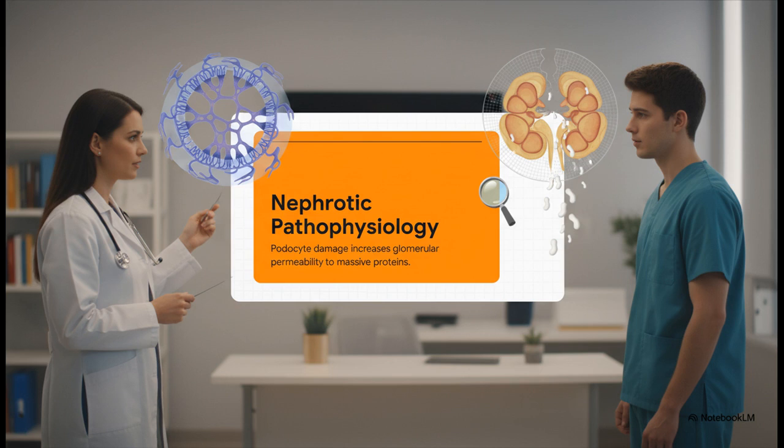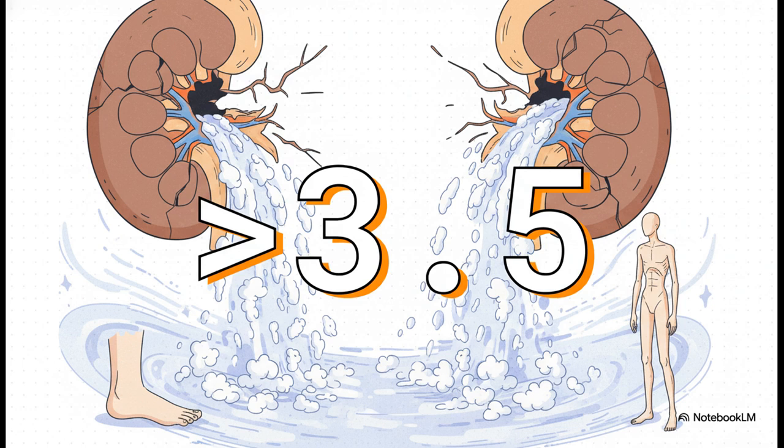When the podocytes are damaged, the glomerulus becomes incredibly permeable. It completely loses its ability to hold back large molecules, specifically proteins. Basically, the filter is busted. And because that filter is busted, protein literally pours out of the body. To even call it nephrotic syndrome, the proteinuria has to be massive. We are talking strictly greater than 3.5 grams of protein lost every single day.